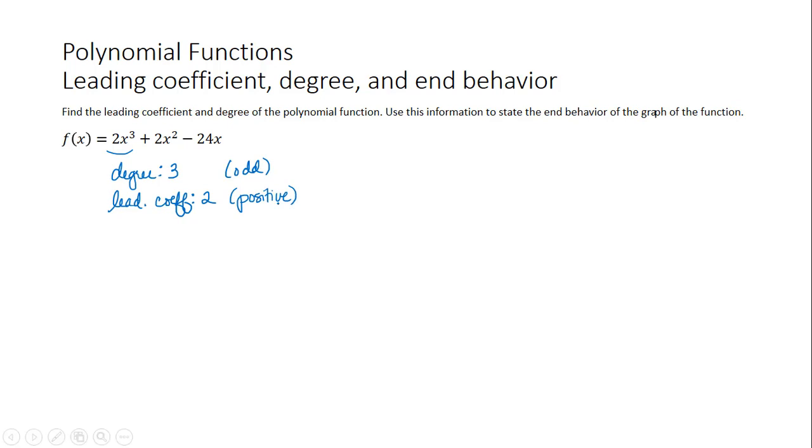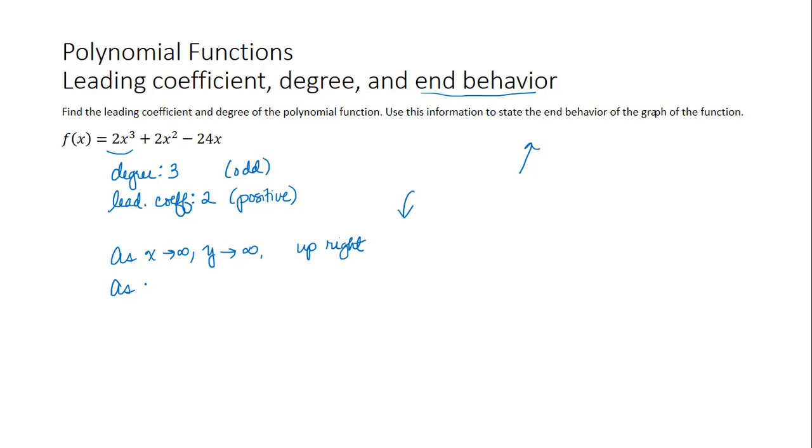Knowing these two pieces of information, we know the end behavior of the graph of this polynomial function. An odd degree function has to do opposite things at its ends, and if it is a positive leading coefficient, it's going to have to end going up. And so we know that at the right it's going to go up, but at the left it has to go down, or in the opposite direction. So our end behavior is this. As x goes to infinity, y goes to infinity. That's the same thing as saying it goes up to the right.